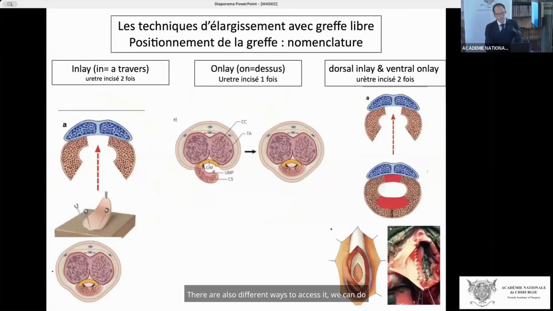There are also different ways to access it. We can do an inlay. So an inlay means we'll dissect the urethra, incise the ventral side of the urethra, then the dorsal side of the urethra, and position the patch. Or we can do it as an onlay, which means we only incise the urethra once. And in certain situations, we can use mixed techniques where we'll position the patch here as a dorsal inlay because we'll operate through the urethra and put another one at the ventral level. So it's the dorsal inlay and ventral onlay.